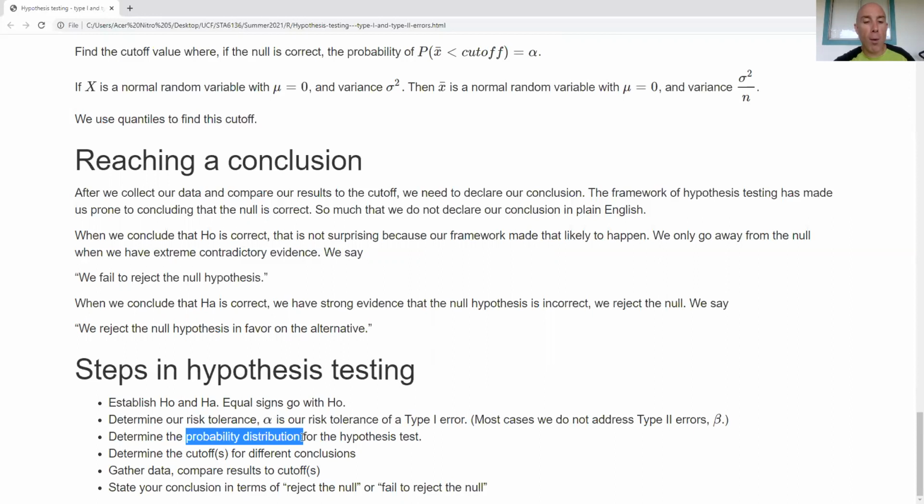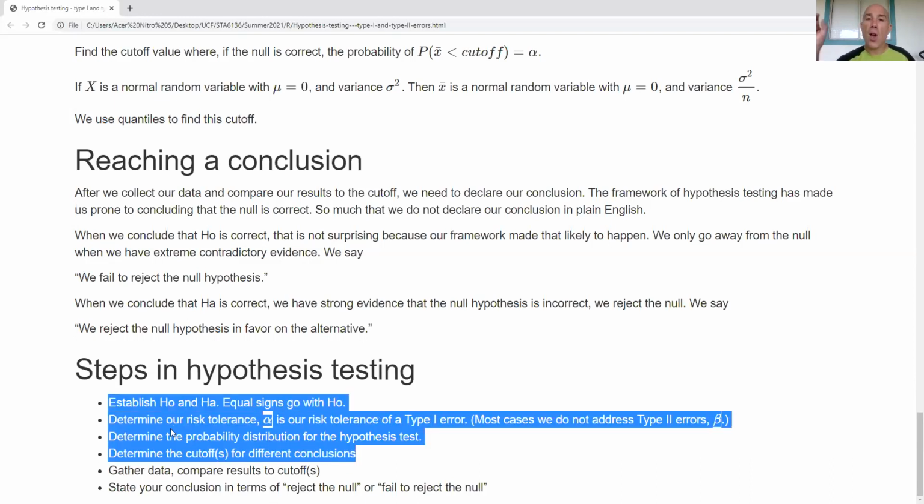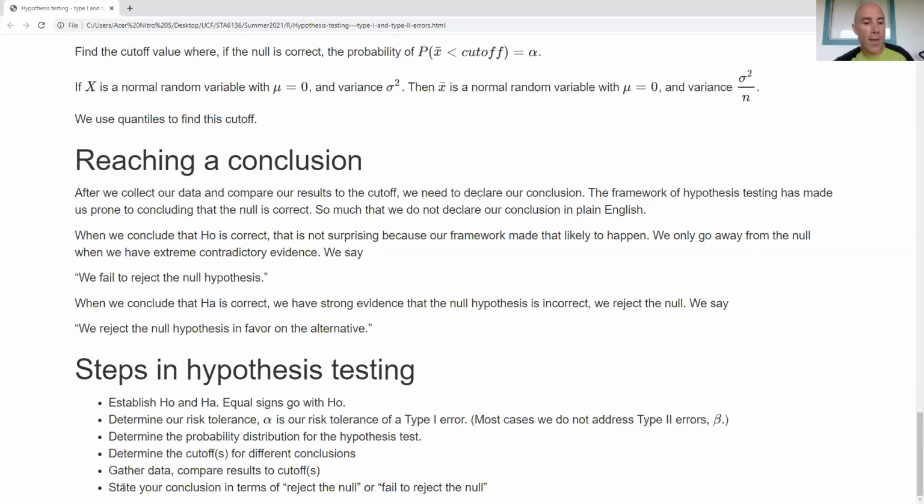Then I determine the probability distribution that I will use for hypothesis testing. I determine the cutoff or cutoffs for the different conclusions. I gather my data and compare my results to the cutoffs. Something I want you to notice is that all of these steps occur before I even touch data, before I collect data, before anything happens with data. And then I state my conclusions in terms of we fail to reject the null hypothesis, or we reject the null hypothesis in favor of the alternative.